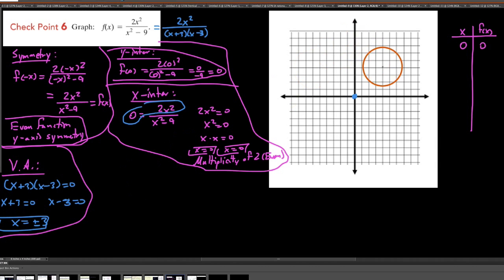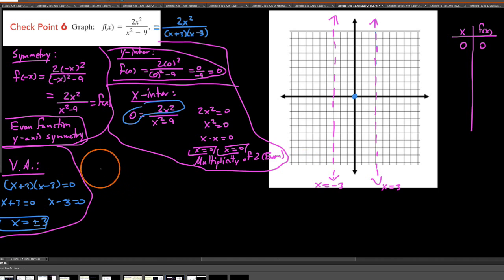So we're going to put those on the graph right now. Let's do it in red, pink, whatever, magenta, fuchsia. Right here at x equals 3, and then we're going to go here and say x equals negative 3, right there. We'll label these. So now I know a lot about my graph.